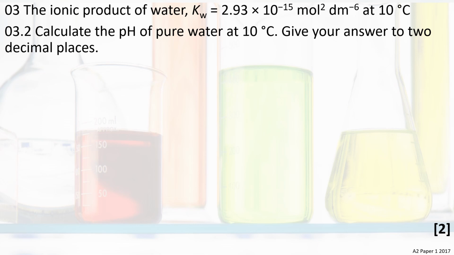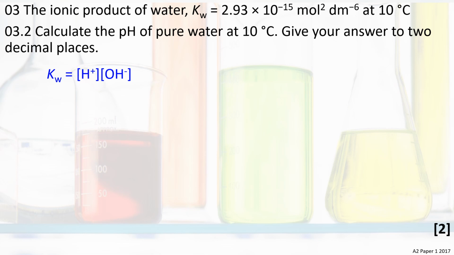Here's the next part of the question. Calculate the pH of pure water at 10 degrees Celsius. Give your answer to 2 decimal places. In pure water, for every molecule of water that breaks apart, we get one H plus ion and one OH minus ion. So we know that the concentration of H pluses is equal to the concentration of OH minuses.